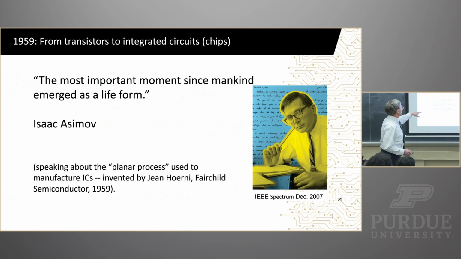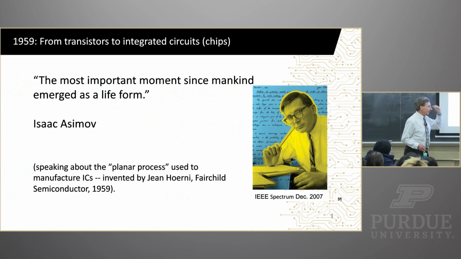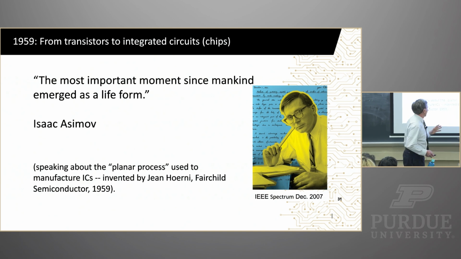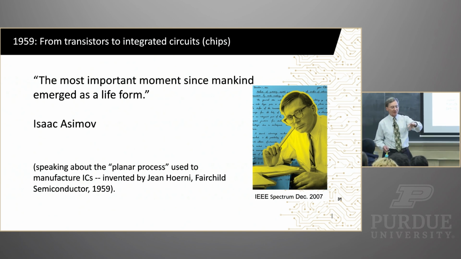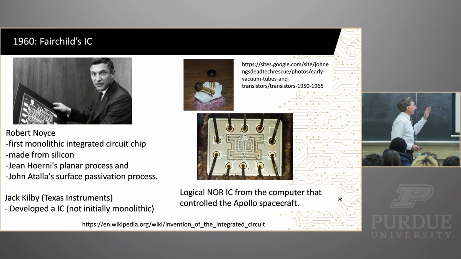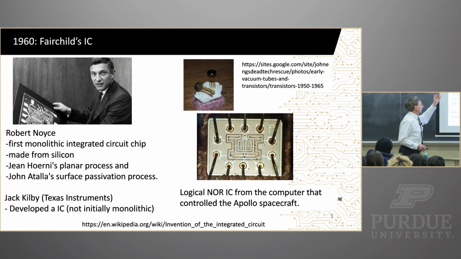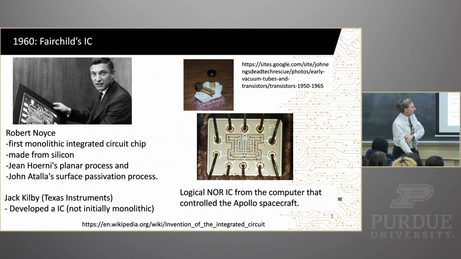And what he's really referring to was this planar process, not the transistor per se, but when we took it from individual transistors to a whole manufacturing process, where we can make lots of transistors at once. And there are different people who get credit for some aspect of having invented the integrated circuit. But at least the monolithic integrated circuit was really Robert Noyce from Fairchild. Jack Kilby from Texas Instruments developed, I think, a 4-transistor integrated circuit about the same time, but it wasn't really integrated.